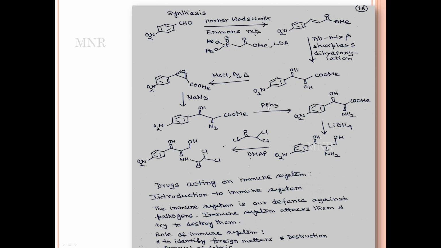When it is treated with PPh3, then this N3 is reduced to NH2. And lithium borohydride is a mild reducing agent, so the ester gets reduced to CH2OH, where nothing happens on the nitro. And then it is treated with the acid chloride, the dichloro compound. So in presence of DMAP, this is dimethylaminopyridine, means the pyridine nucleus has at the fourth position a nitrogen, and the nitrogen has two methyl groups. So this is the base, and then you will be having the amide linkage formation.